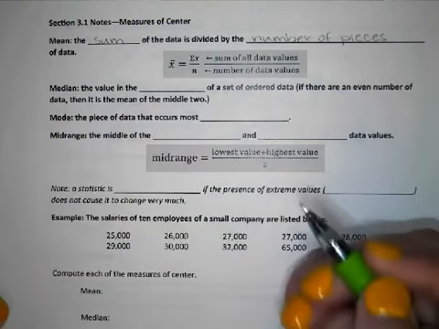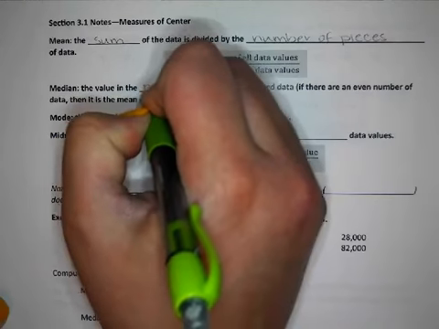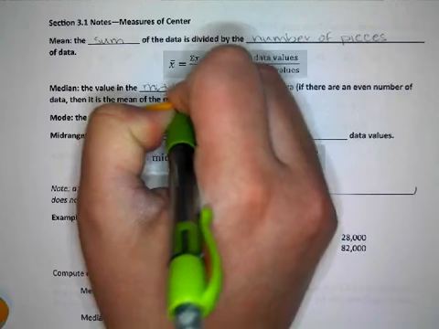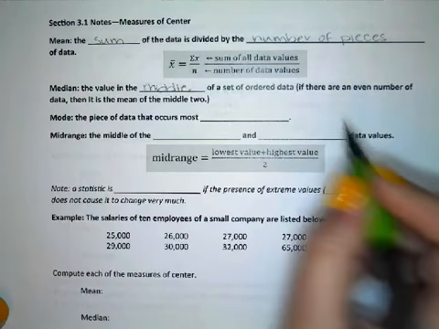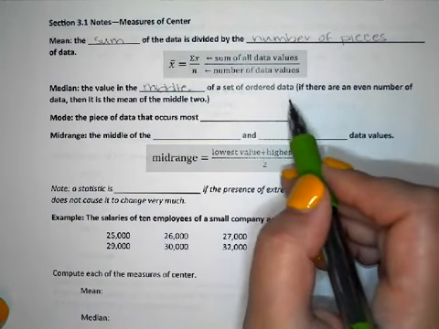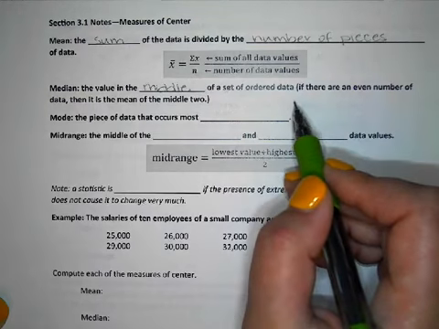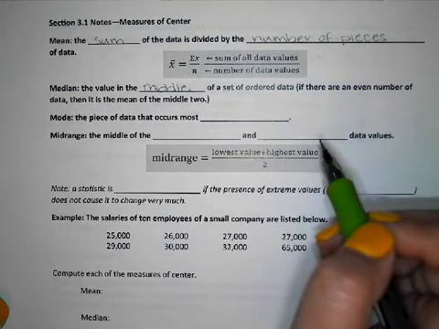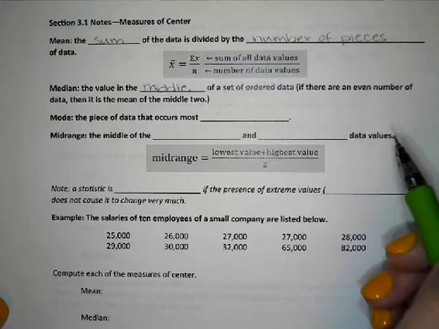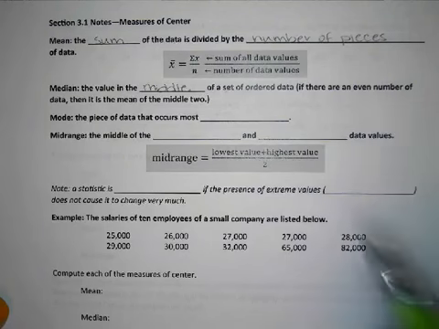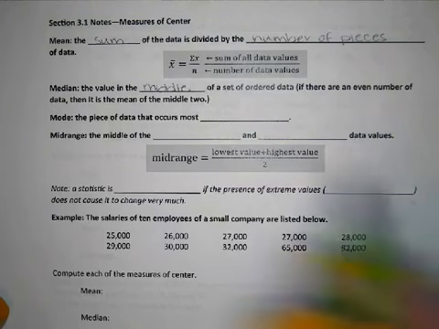The median is the value in the middle of a set of ordered data. So you either put it in descending order or ascending order, and then choose the middle number. If there's an even number of data, then it's the mean of the middle two numbers. So take the middle two numbers, add them together, divide by 2.